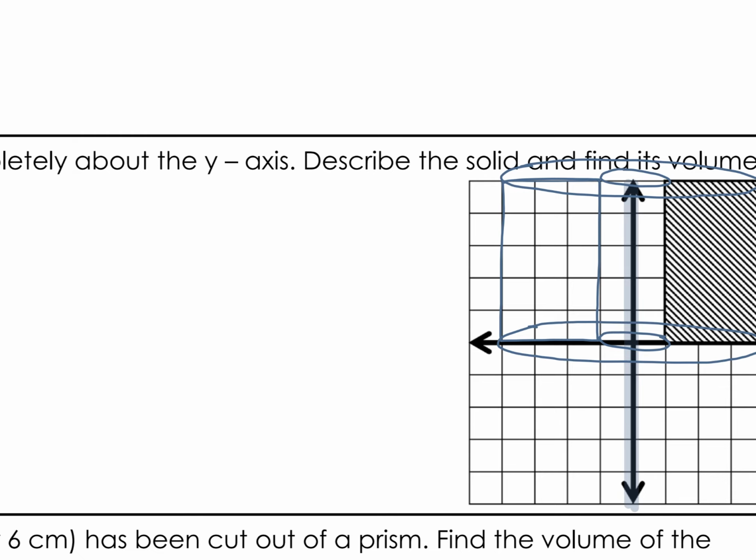Okay, so for this, I'm going to go ahead and say, when they say to describe the solid, I'm just going to say what I see. If it was just a regular cylinder, I could just call it a cylinder. But since I have that hole in the middle, I'm going to call it a cylinder with a cylinder cut out.